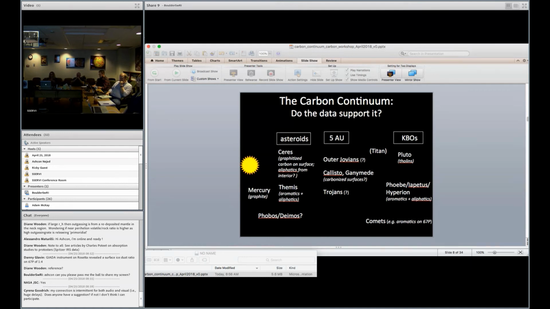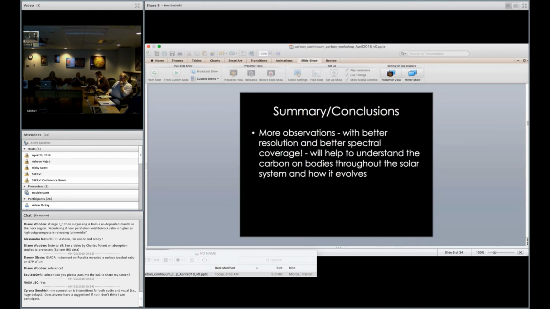And then out at Pluto, as Dale will tell us, Saturn's moons Phoebe, Iapetus, and Hyperion show aromatics and aliphatics. Each comet is a little different, but I guess we have signatures of aromatics on 67P. So I think we might be starting to put together a picture of the carbon continuum in our solar system, but we need a lot more data, and we need more observations with better spatial resolution and also better spectral coverage.